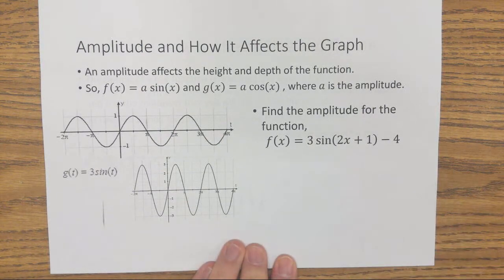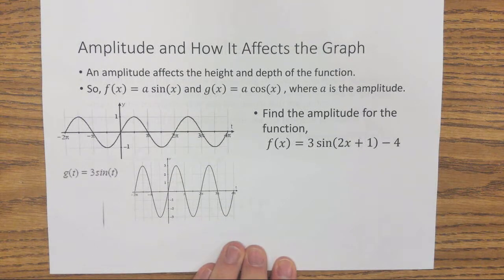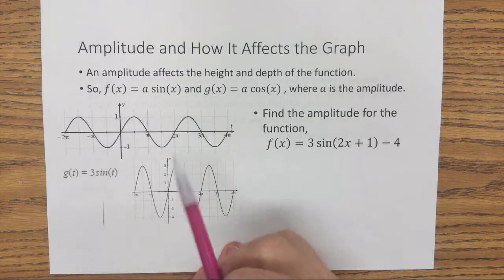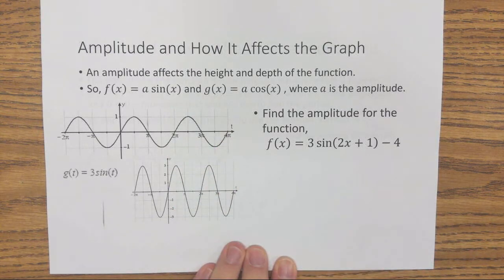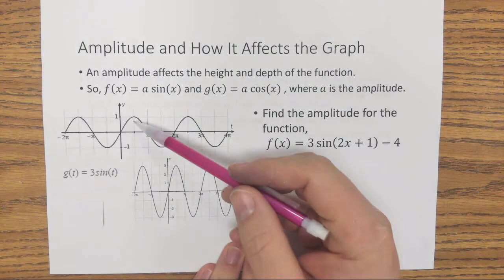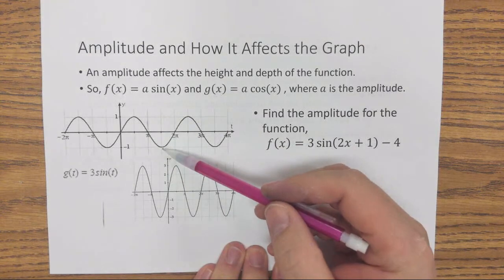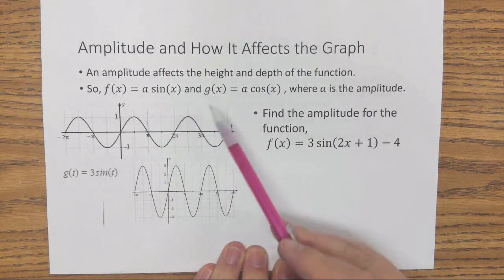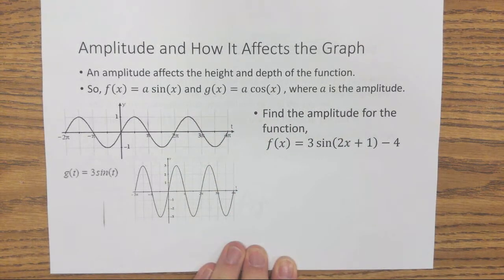Here's another little bit of information for you. So we're going to talk about the amplitude. So amplitude is essentially how high the function goes or how low it goes. Amplitude affects the height and depth of the function.